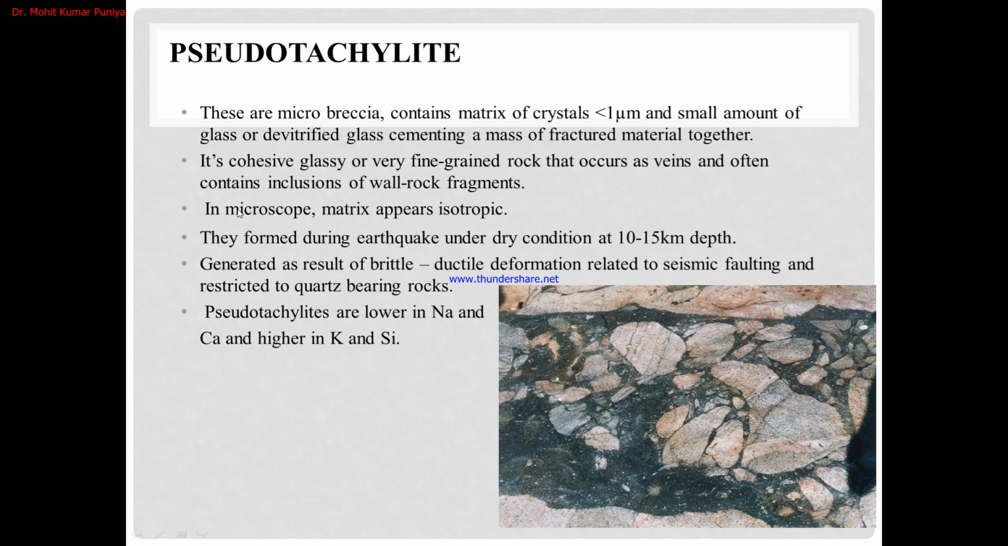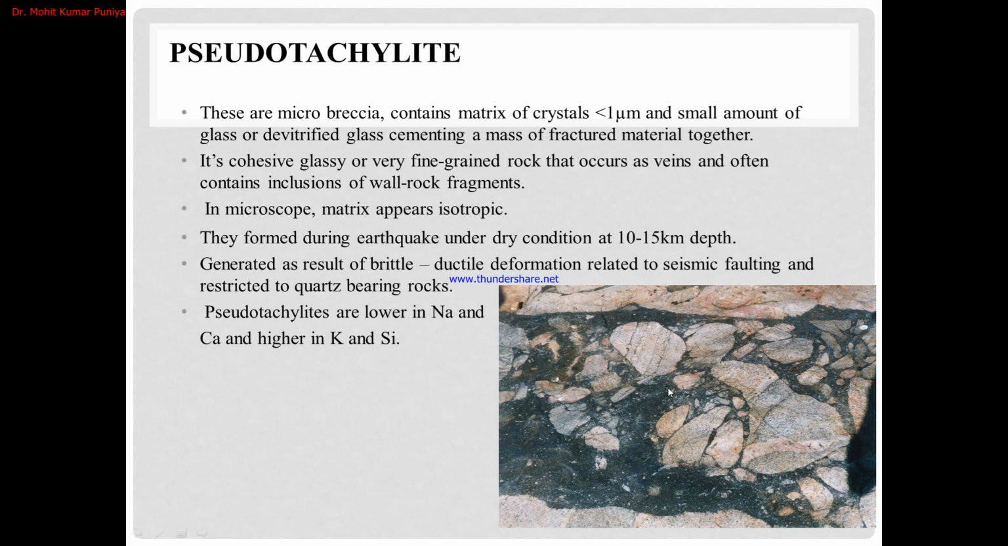Pseudotachylites are breccia, or we can say microbreccia, containing a matrix of crystals less than 1 micrometer and a small amount of glass or devitrified glass. When the glass percentage is increasing, as we can see here, this dark material is the glassy material. So if the grain is embedded in the glassy material, such type of rock or product is known as pseudotachylite. This one is cohesive, glassy or very fine grained.